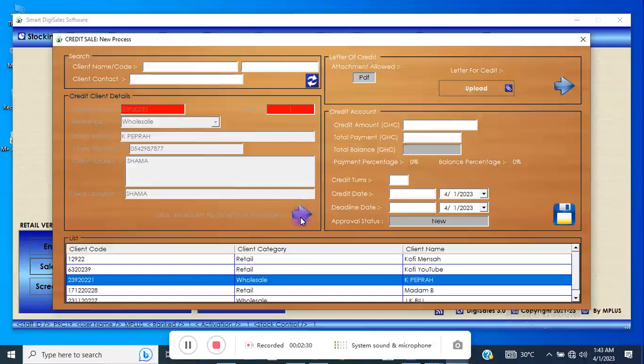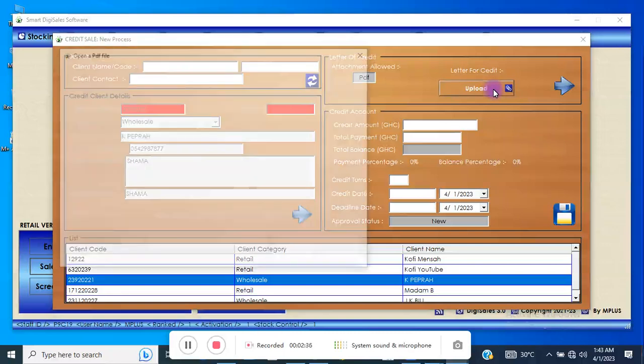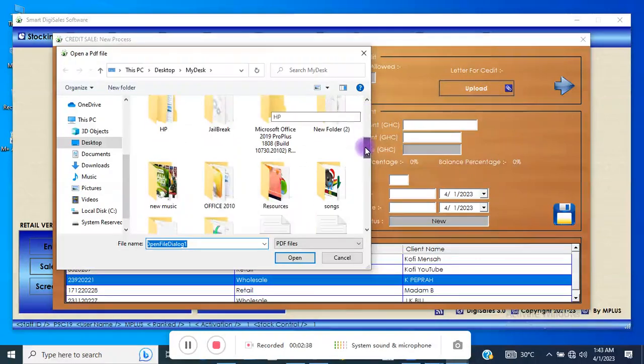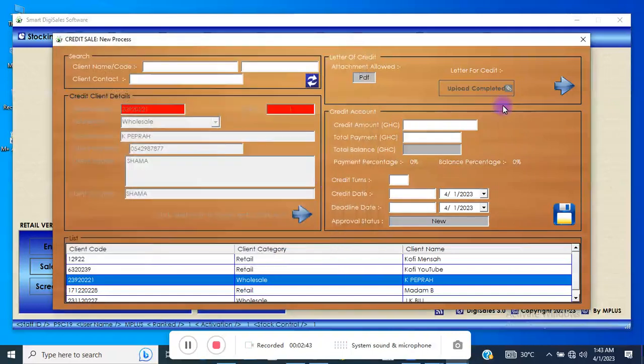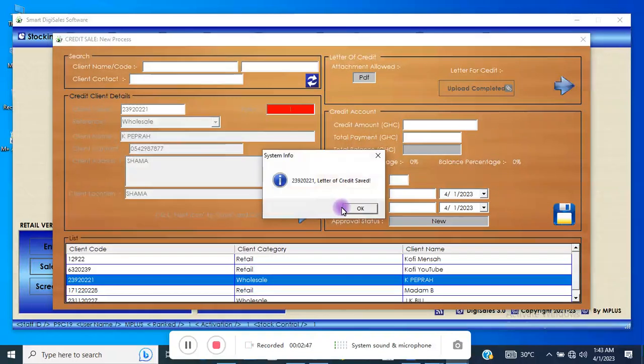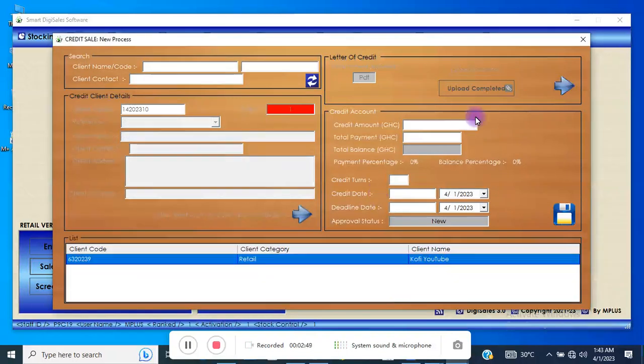So the first thing is to click here. And then you come here and upload the request letter. So let's say this is the request letter. This is for demonstration purposes, please. Then you click this. Then it says the credit letter has been saved. So the letter for K Pipra has been saved.